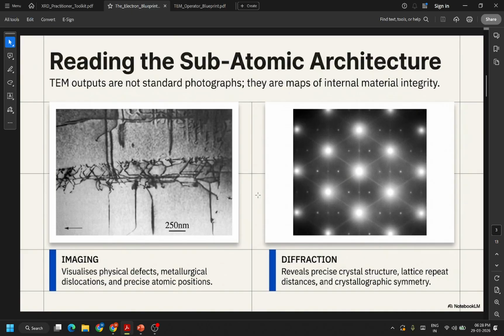So in XRD we are using spectroscopy to understand the lattice structure. In TEM, you can see the lattice structure itself, where atoms are individually sitting.